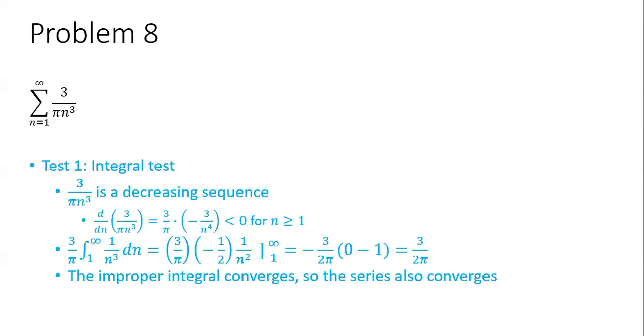We can use the integral test. This is a decreasing sequence, 3 over pi n cubed. I even showed it here. We take the derivative. It's this right here, and clearly it's negative for n greater than or equal to 1. That means it's decreasing. Okay, and if we evaluate the integral, we get 3 over 2 pi. So clearly it's finite. So since the integral converged, this series will converge as well by the integral test. That's one method.